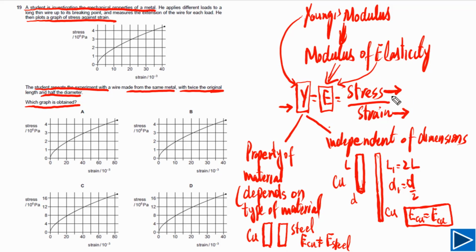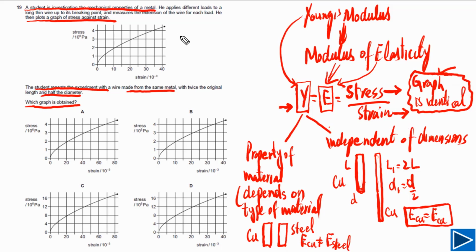So from here we can simply conclude that if the wire is the same, the graph we will obtain also has to be the same. The graph has to be identical, even if the dimensions of the wire are different because the student is using another wire that has different dimensions but is made of the same metal, the same material. So Young's modulus is the same. For any value of stress in the wire, strain also has to be the same because Young's modulus is a property of the material. If the wire is the same, Young's modulus is also the same.